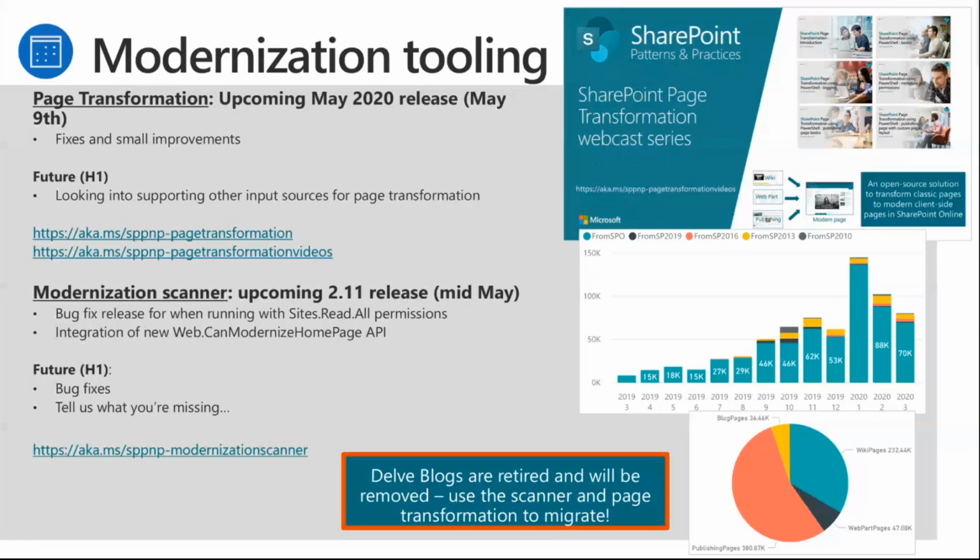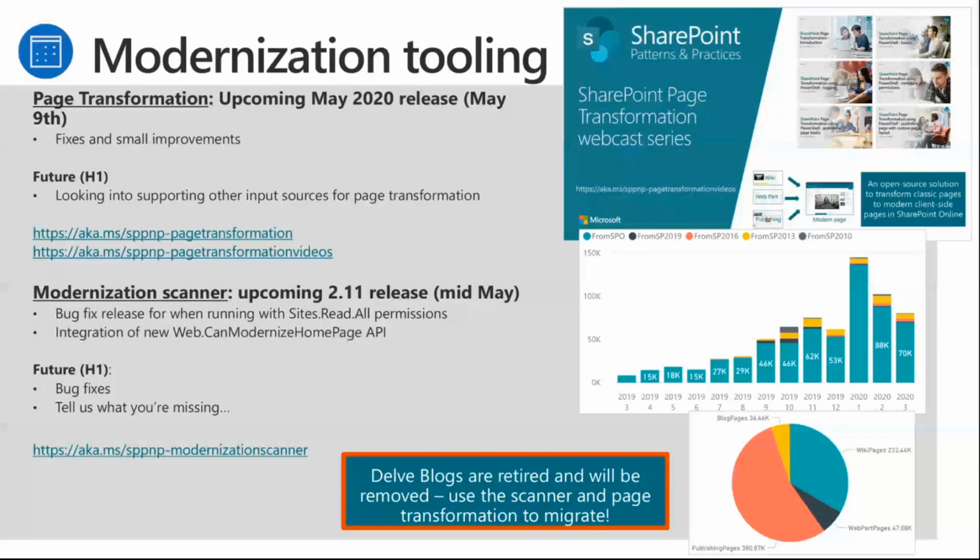Long-term future, H1, maybe even H2. H1 will be more the assessing and investigating: can we support other input sources besides classic SharePoint pages? Development of that will be mainly H2, so I don't think we will pull it off for H1. But that's about page transformation. Just for folks, as I always tend to forget this, page transformation is a technology that enables you to take any old SharePoint page, wiki page, web part page, publishing page, Delve blog page, classic blog page, and create a modern page from it. So that's what that does.